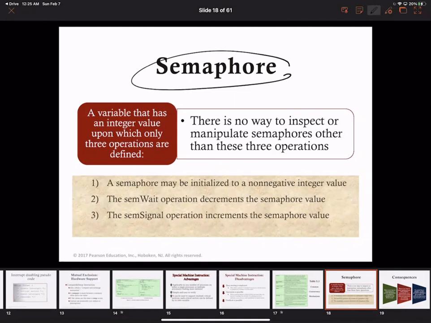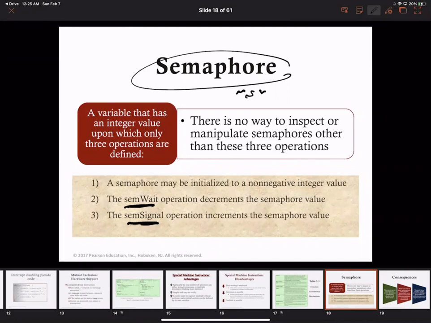To transmit a signal via semaphores, I'm going to call it S for now. So generally, we're going to use the variable S, which stands for semaphore. A process will execute two primitives. The first primitive is semSignal, and the second primitive is semWait. To receive a signal via semaphore S, a process will execute the primitive semWait.